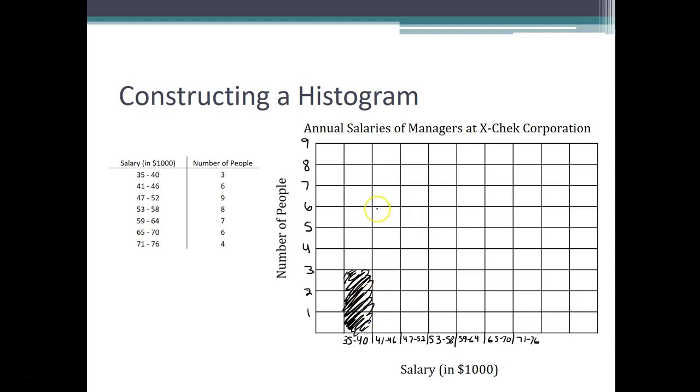41 to 46 had 6 people. So that bar goes all the way up to 6. 47 to 52 had 9 people, so that's a pretty tall bar. And actually, it's the only one that has 9 people. So right there is your modal class. You can spot it real quickly by that tallest bar sticking up. It's like, oh, there's your modal class, because that one has the highest frequency since its bar goes up the highest.